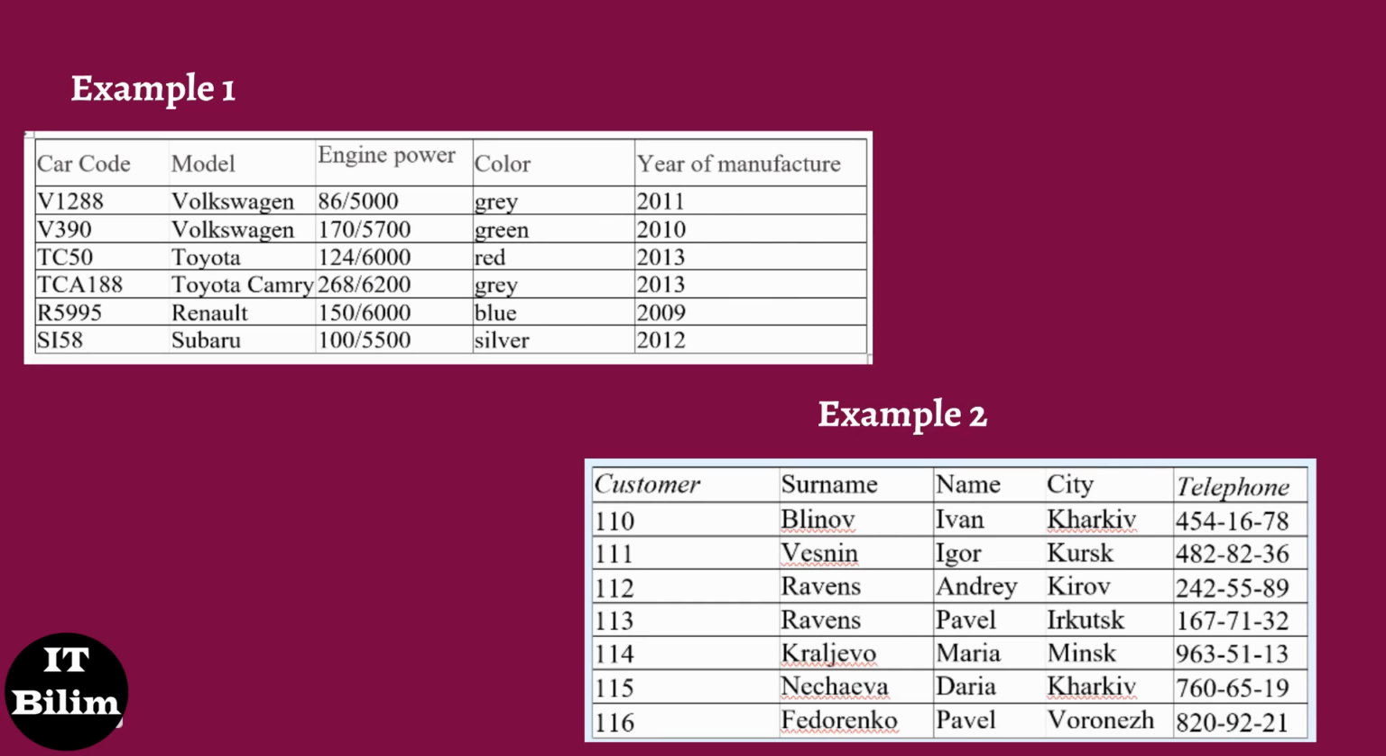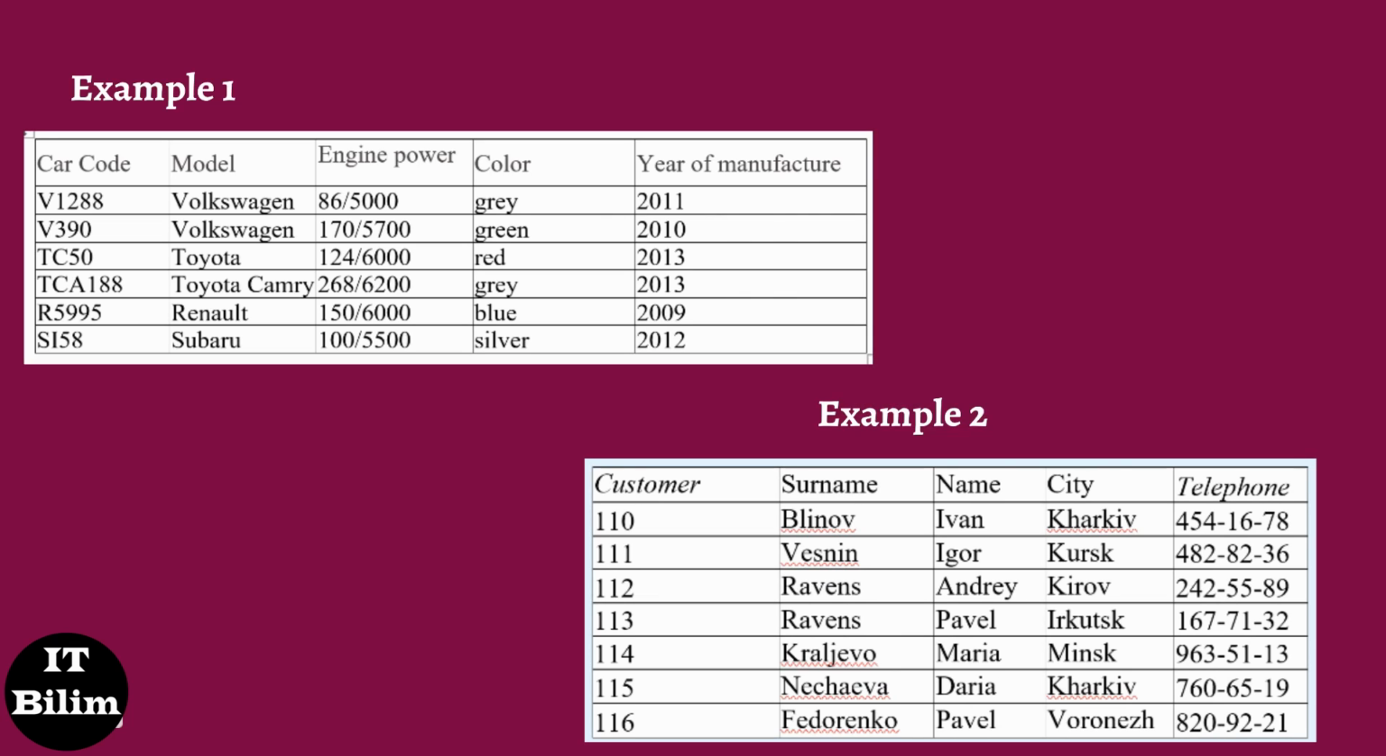The vehicle code field is key, it uniquely identifies any record in the table. The types of all fields, except year of issue, are character, year of issue, numeric. The vehicle code field contains text characters and therefore has a character type. The year of issue field does not contain a date, but a number, therefore it is of the numeric type. Table records contain data about specific vehicles.